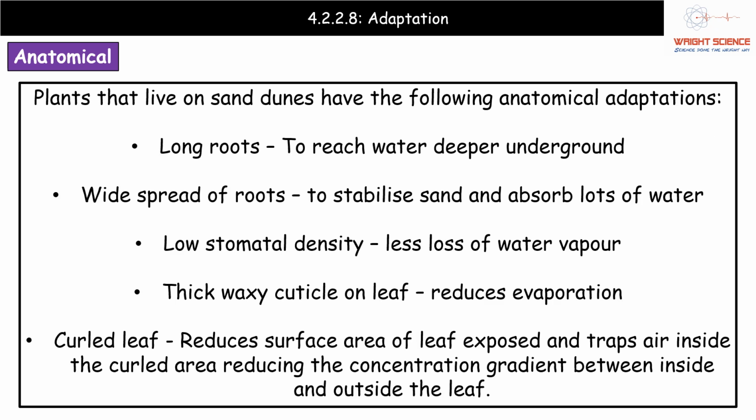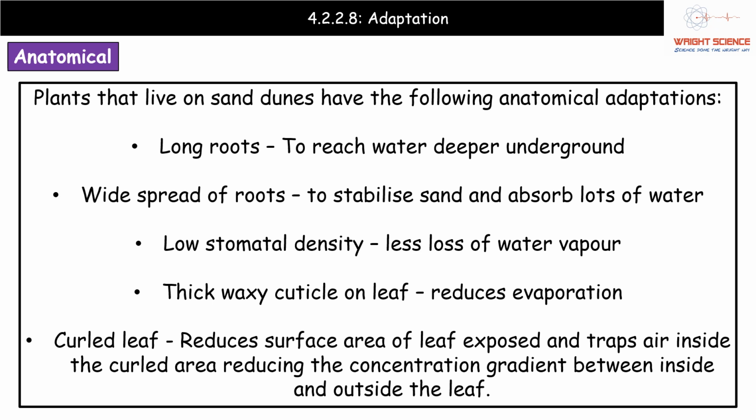So if we give a good example here, then we're going to be having a look at some of these plants that live on sand dunes. Now, sand dunes are not the most hospitable environments that we have here on planet Earth, and therefore the plants that exist on them have to have these anatomical adaptations to allow them to actually cope with all those different environmental stresses that they're going to experience. So the first one is the roots.